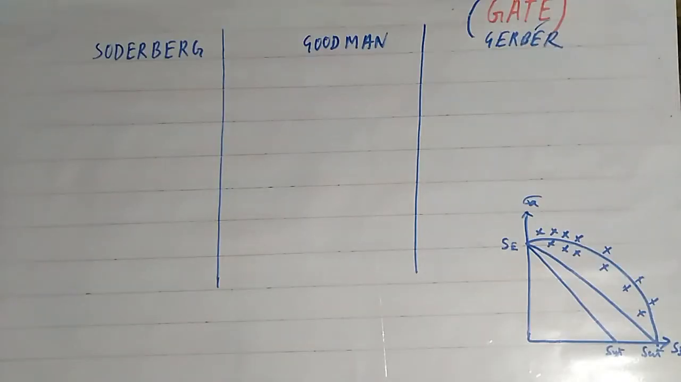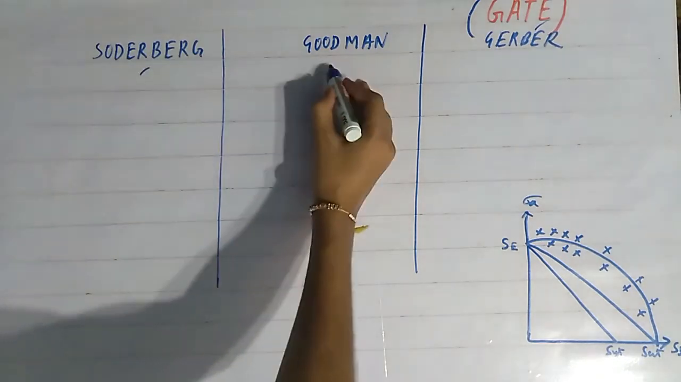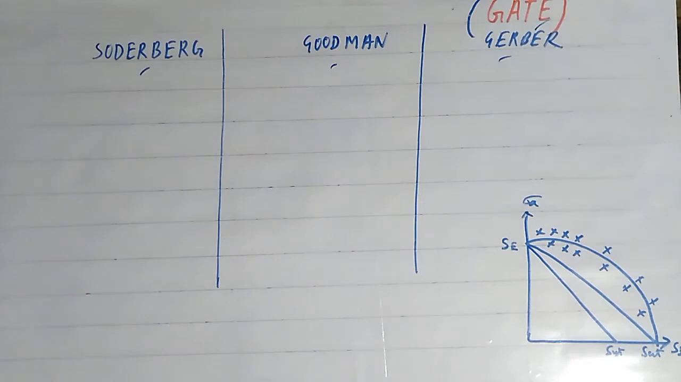Friends, today we are going to discuss the difference between the Soderbergh criteria, Goodman criteria and Gerber criteria. Friends, this is a very important topic for GATE purposes because they may ask a short theoretical problem on this particular topic. So let's start the topic.